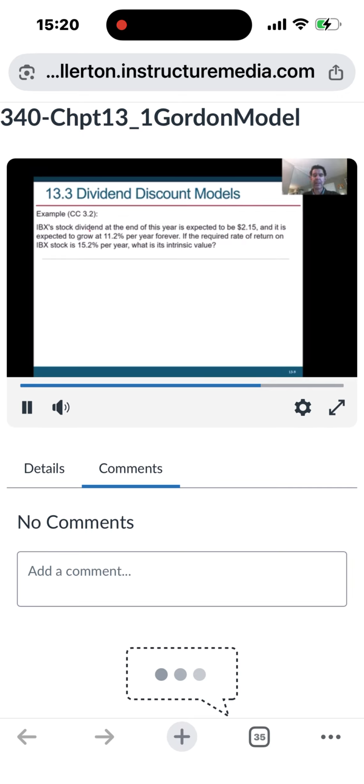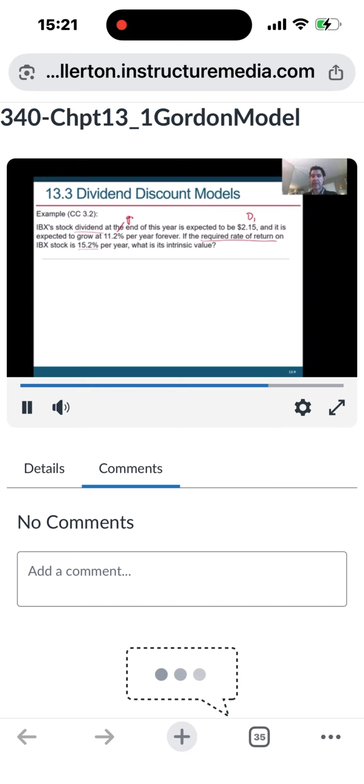Here's our problem. IBX's stock dividend at the end of the year is expected to be $2.15. It is expected to grow at 11.2% per year forever. If the required rate of return on IBX's stock is 15.2% per year, what is its intrinsic value? Let's make sure we understand the terminology here. The first is that we're told the dividend at the end of the first year, that's what we've been calling D1. And it's expected to grow at 11.2% per year. That was what we call G.